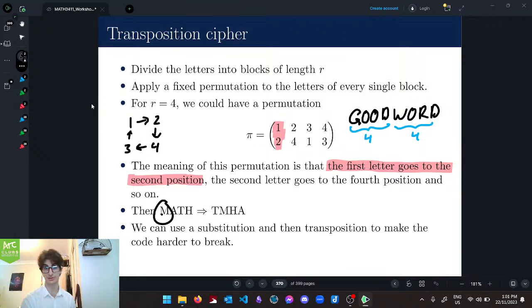M in the first position goes to M in the second position. A in the second position goes to A in the fourth position. T in the third goes to the first, and H in the fourth goes to H in the third. We can use a substitution and then a transposition to make codes harder to break, both of which are easy enough to decrypt just by applying their inverses in correct succession.